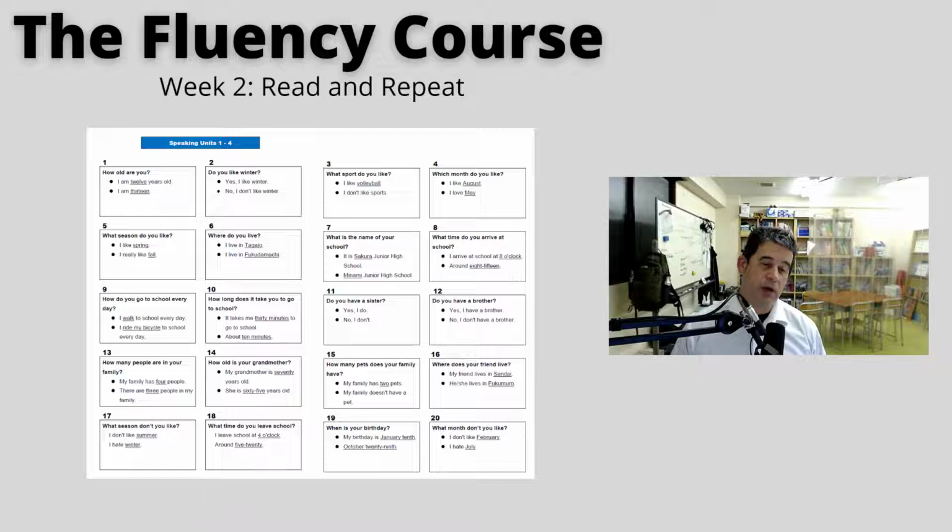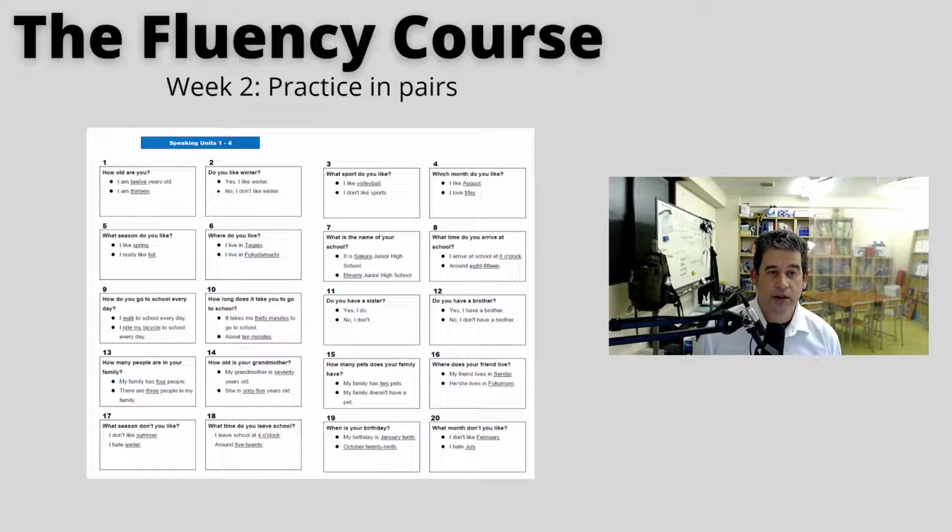Week 2, I like to review the questions again. So at the beginning of class, we'll have the students read and repeat the questions and the answers. And it reminds them of how to do it. It's a bit of reinforcement. And then we'll jump into the pair work. So again, we're practicing in pairs. We can probably do 3 iterations this second week.